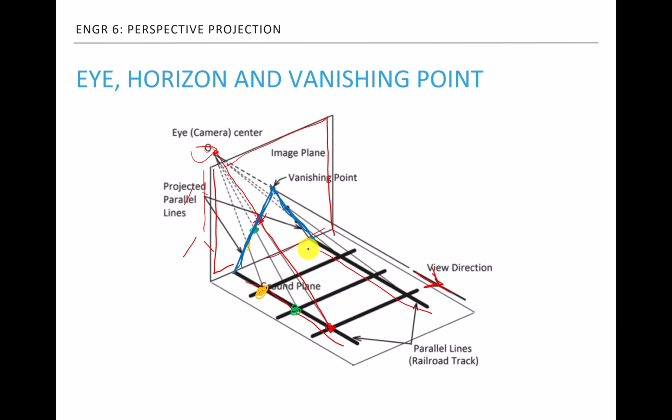So those two lines meet at this point on the image plane, which lies on your line of sight in the view direction. We call that a vanishing point. This happens because this railroad track is perpendicular to the image plane. In this particular configuration, the railroad track's direction is parallel to your eye direction. In that case, the vanishing point is right on your view direction, the line of sight.